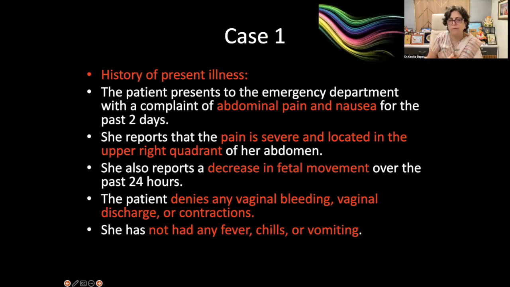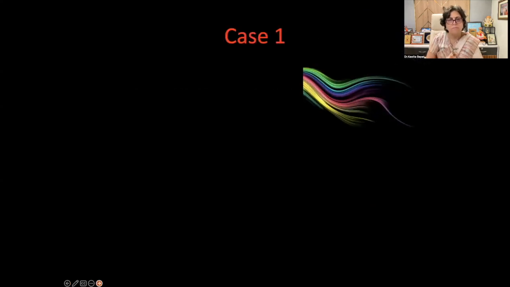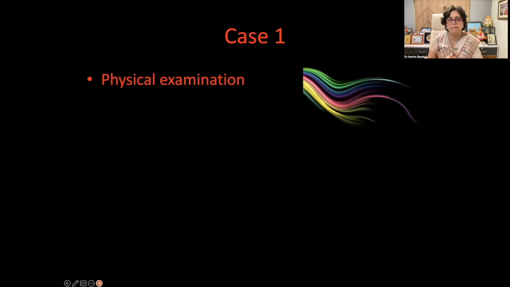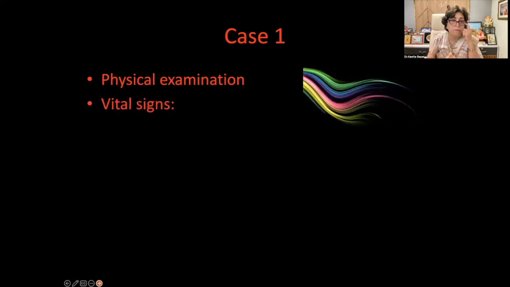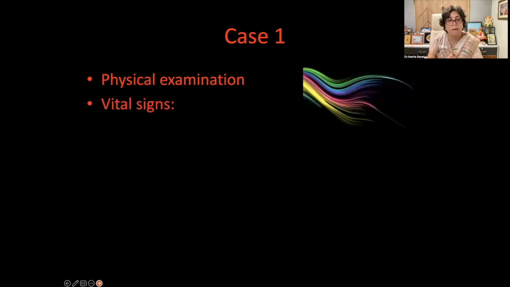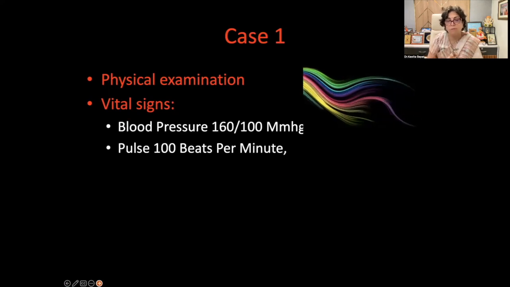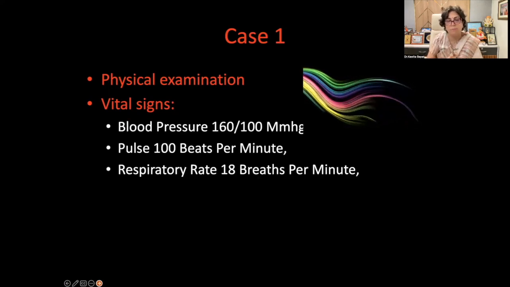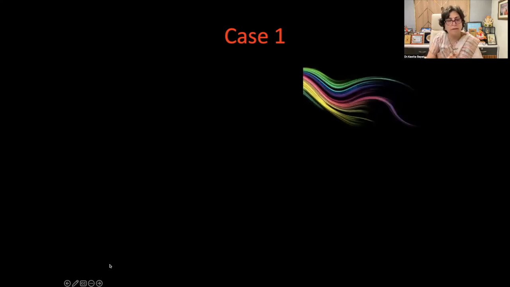She also reports decreased fetal movement over the last 24 hours, and she denies any vaginal bleeding, vaginal discharge, or contractions. She had no fever, chills, or vomiting. On physical examination in the emergency department, her vital signs: BP was 160/100, pulse 100 beats per minute, respiratory rate 18, temperature normal at 98.